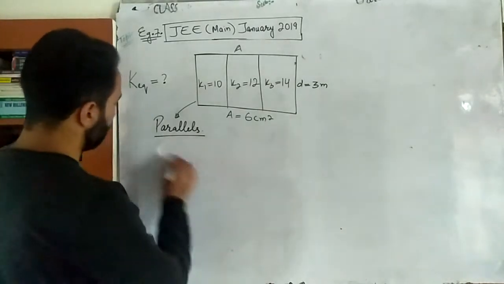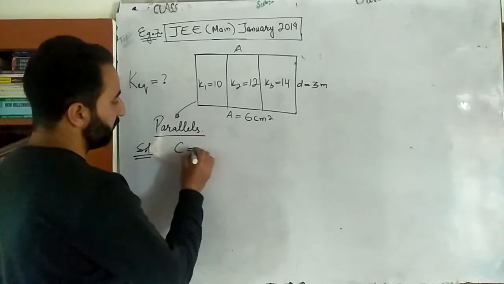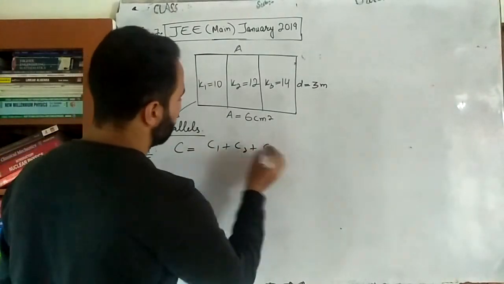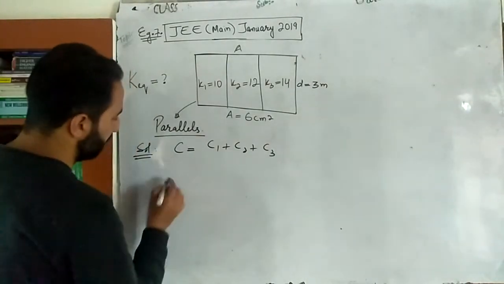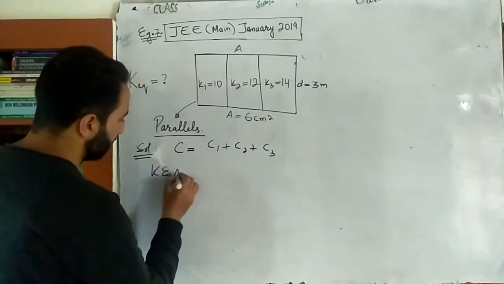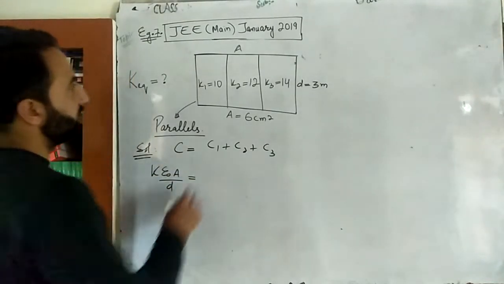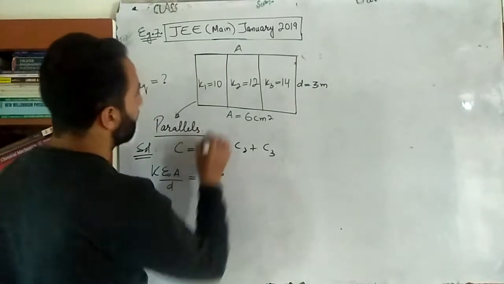Okay, so let's try to solve it. Simply, they are connected in parallel, so the equivalent capacitance C will be equal to C1 plus C2 plus C3, because they are connected in parallel. So this C will be equal to K epsilon naught multiplied by A divided by D. That is equal to C1 plus C2 plus C3. How much is the capacitance C1? That is equal to K1 and epsilon naught multiplied by its area.